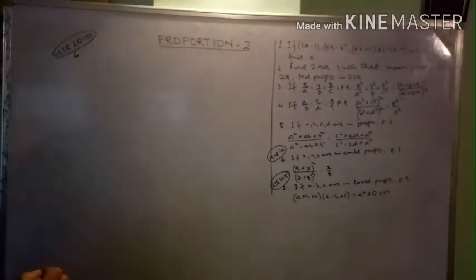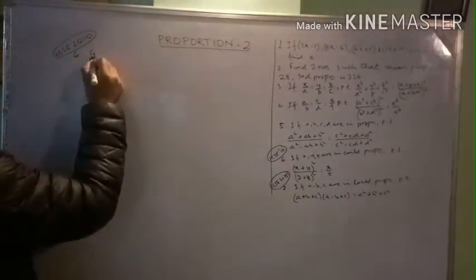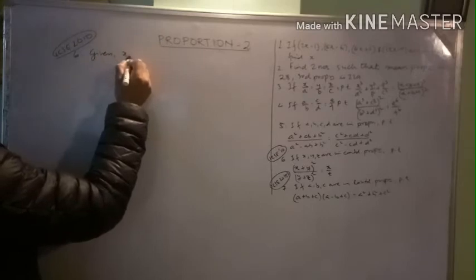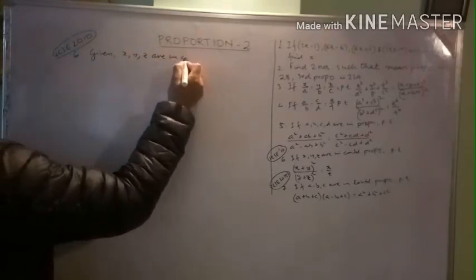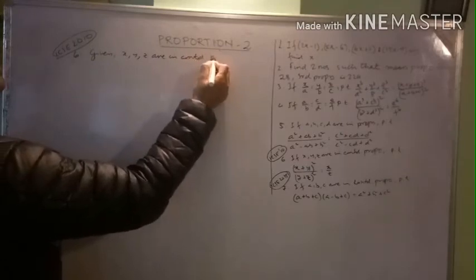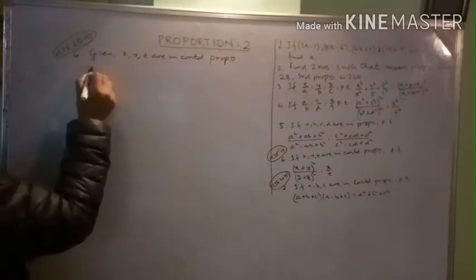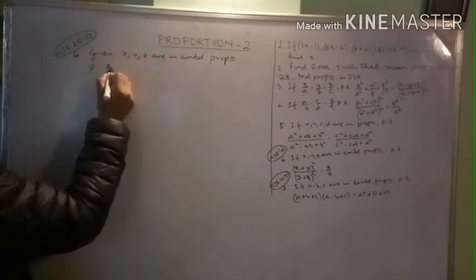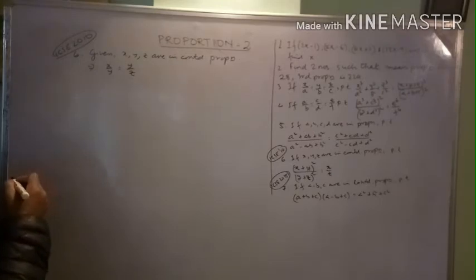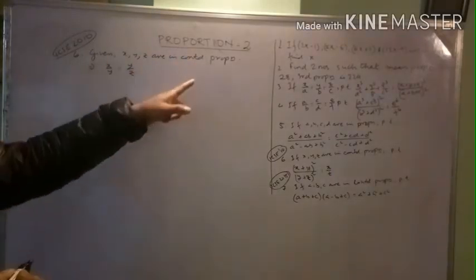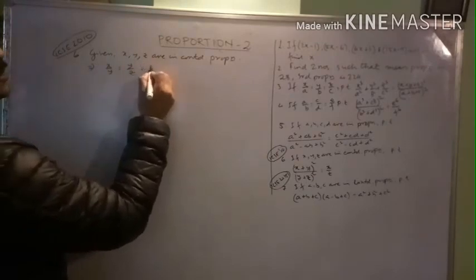So the question is, if x, y, z are in continued proportion, so what is given? X, y, z are in continued proportion. So that means x by y will be equal to y by z. Okay, because continued proportion, so x by y will be equal to y by z, and suppose this is equal to k.